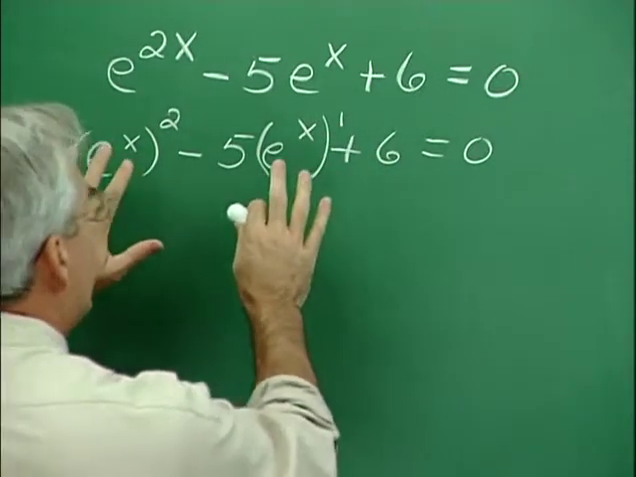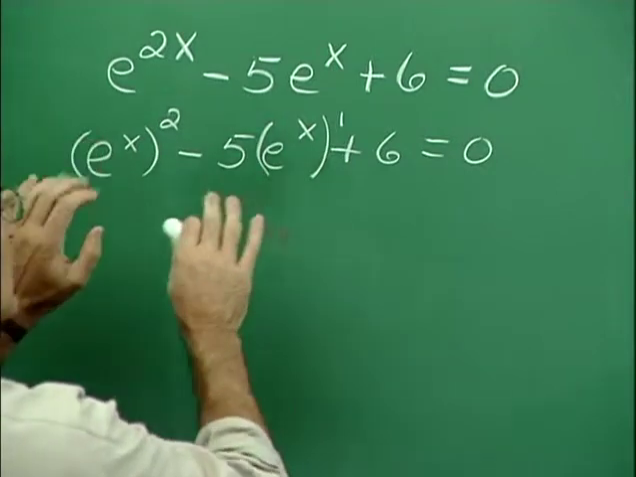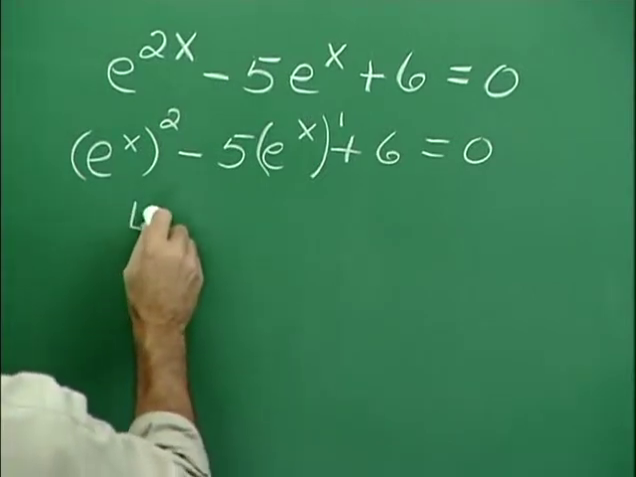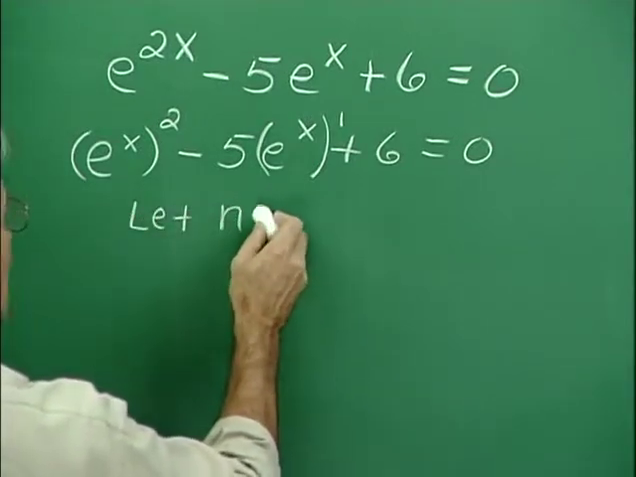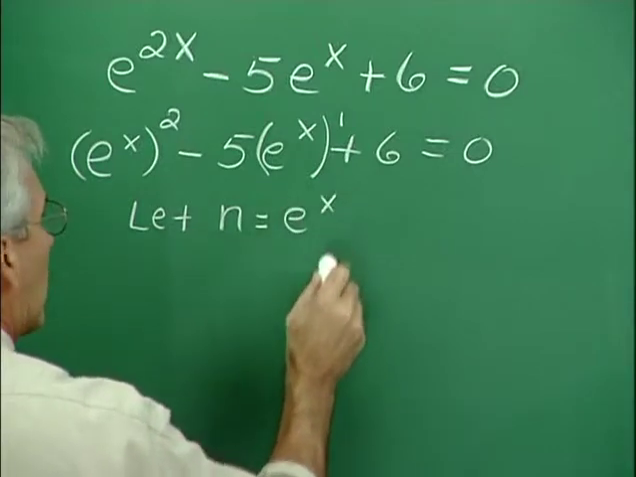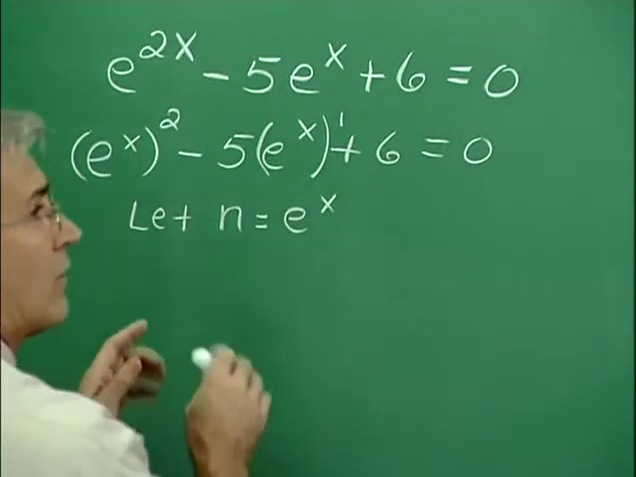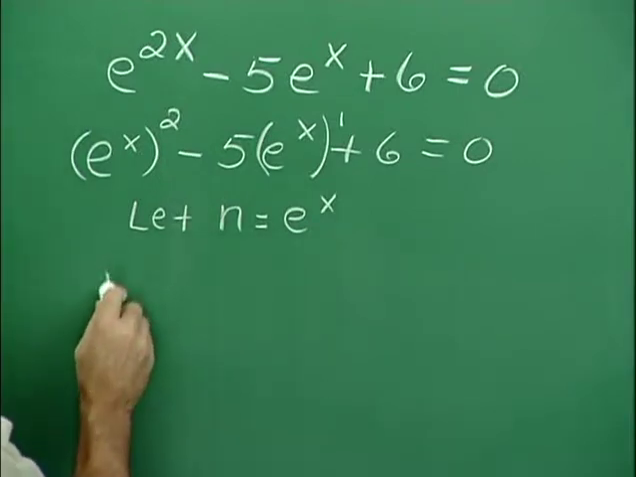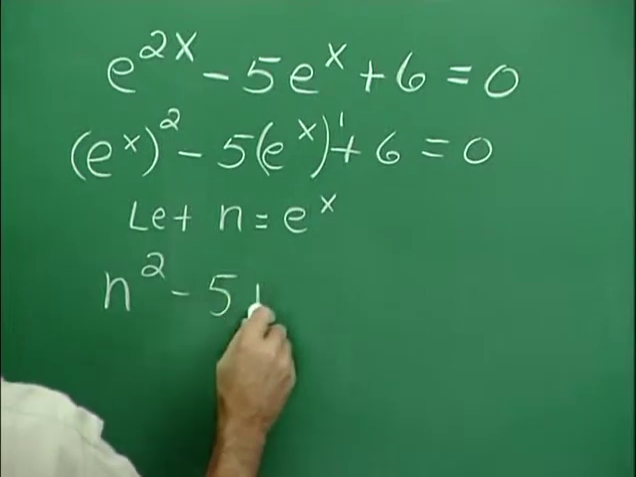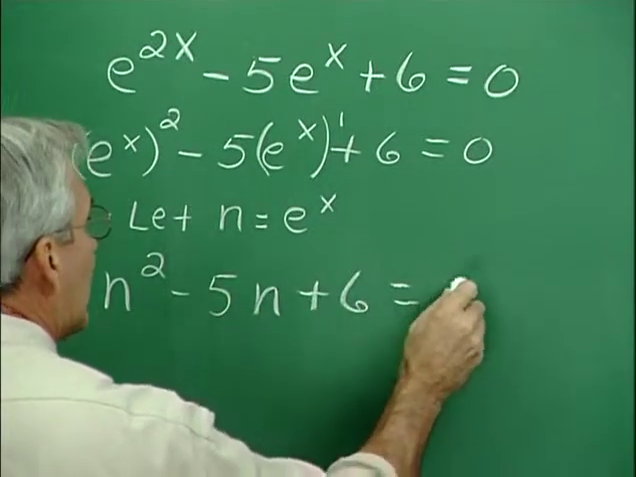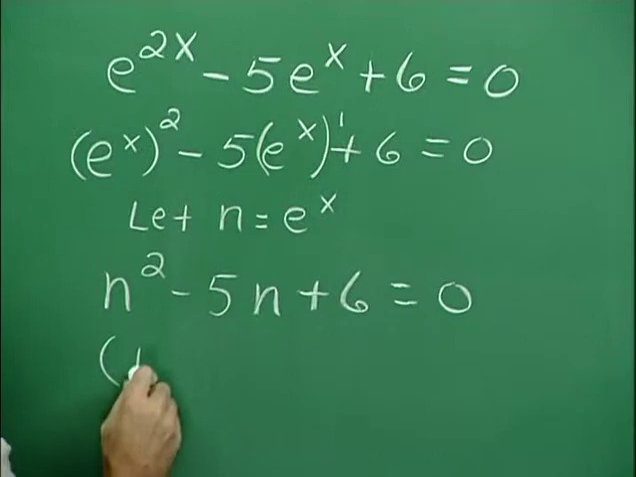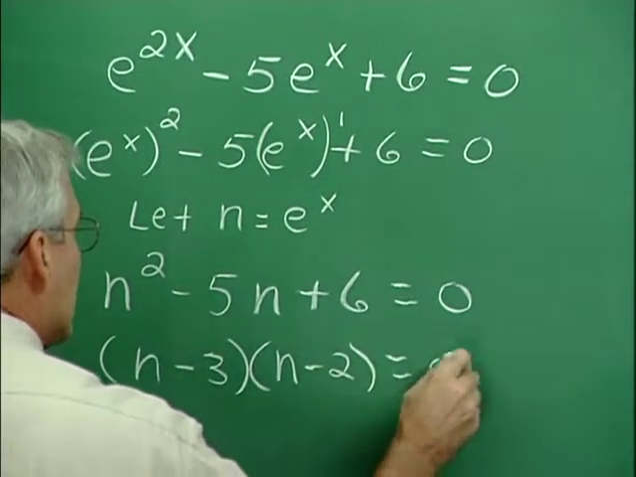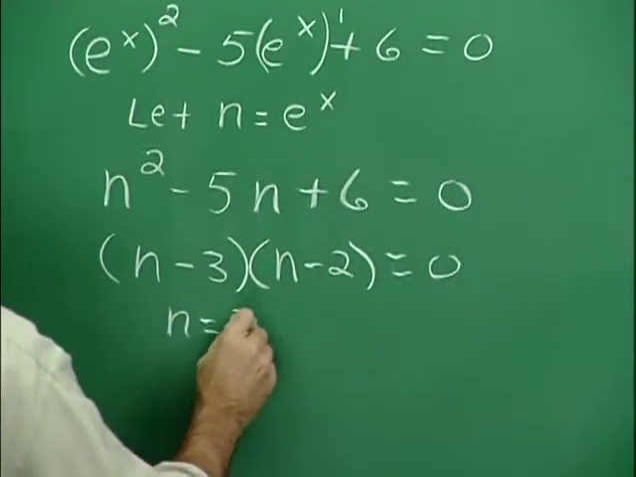But because we can write it in quadratic form, we can change its look quite a bit by performing a little substitution here. Let's let some letter like n stand in for e to the x power. And by making that substitution, it really looks like a familiar quadratic equation. This becomes n squared minus 5n plus 6, and we can solve this for n by factoring. We get n minus 3 times n minus 2, and then the zeros become n equals 3 and n equals 2.